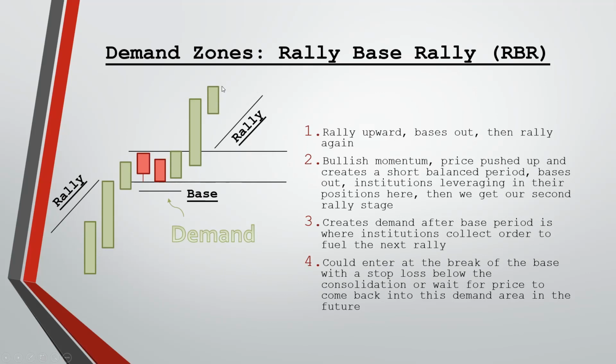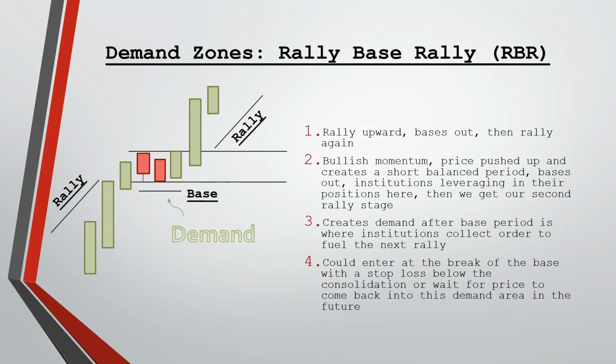This wouldn't be qualified as a demand zone if we didn't get the second rally. The only reason why we got the second rally is because we have a demand that's exceeded supply. So if it wasn't for the second rally, this wouldn't be a quality demand zone. So we get a rally up, we base out, then rally again. It's a bullish momentum pattern.